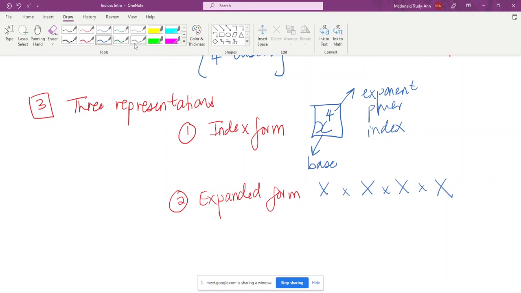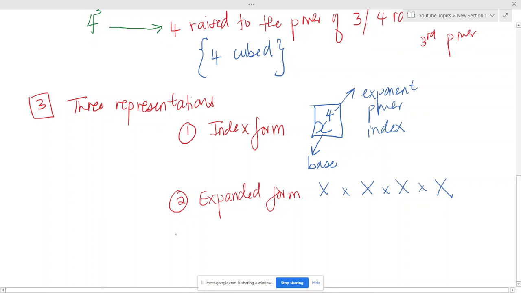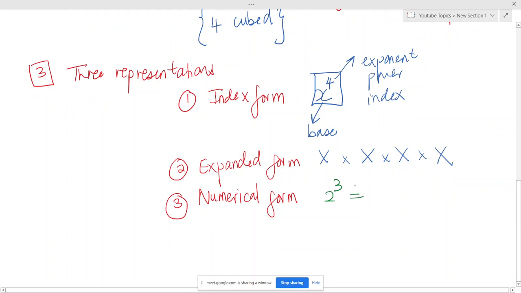And lastly, we have the numerical form. If the base is a variable, we can't have a numerical form for it unless we know what the value of x would be. So for the numerical form, I'll have to use some number to represent what I'm saying. For example, I have 2 cubed. That's the index form. Then I write it in the expanded form, 2 times 2 times 2. And lastly, the numerical form, which gives me one number, and that's going to be 8. 2 times 2 is 4. 2 times 4 is 8.